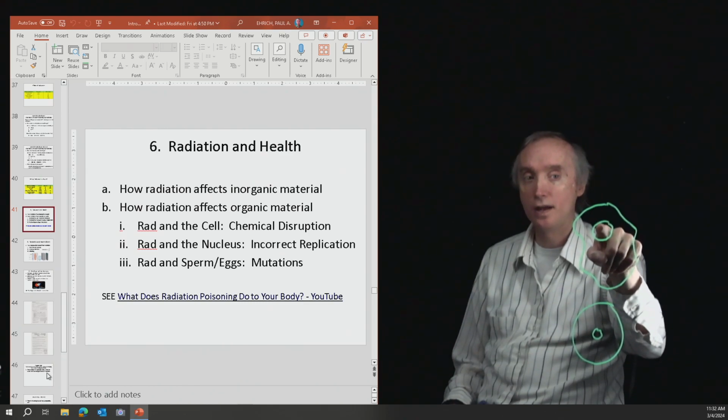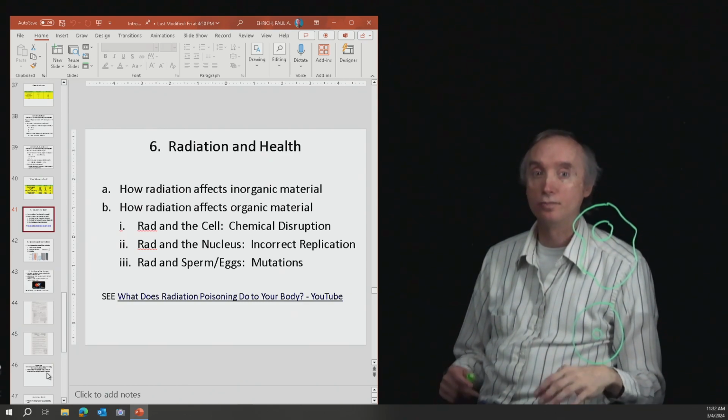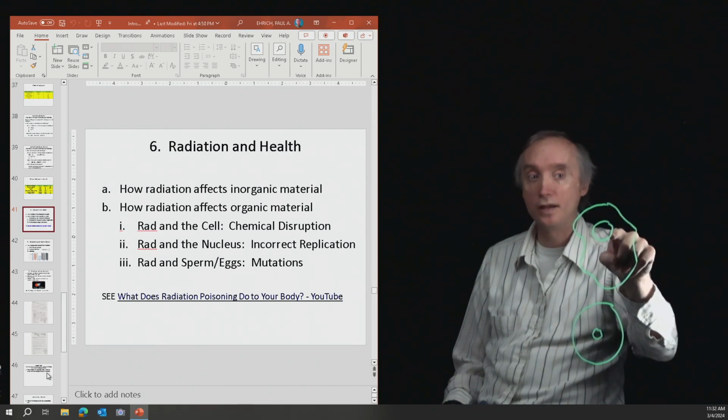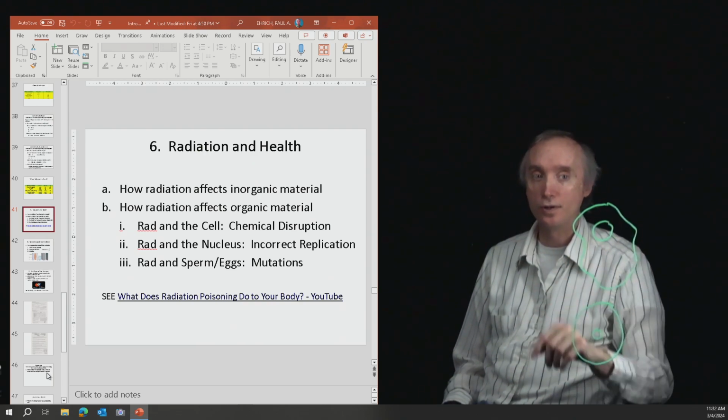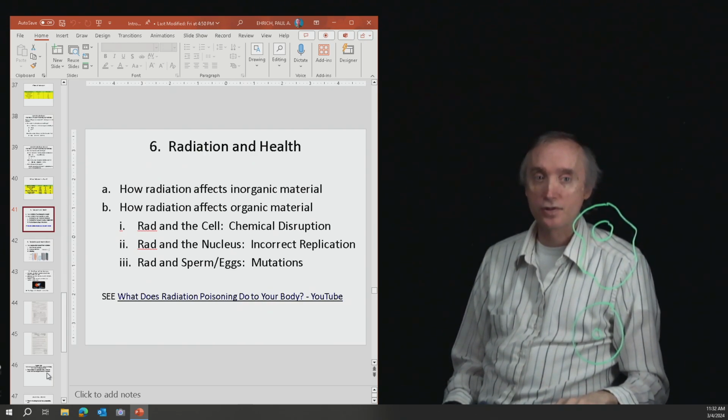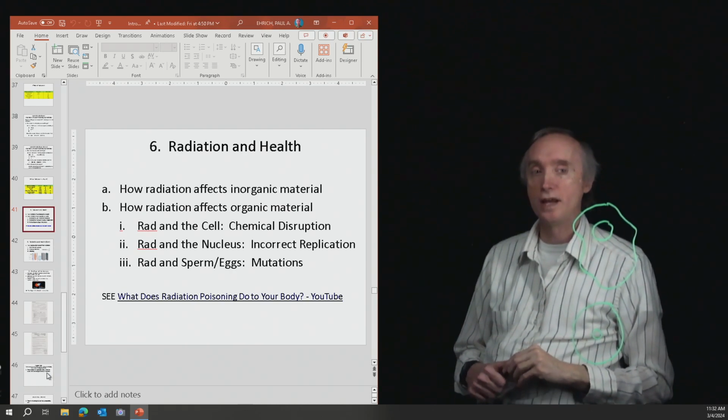So if that DNA gets damaged or mutated, then it's going to incorrectly tell the cell what to do, and then the cell may, as a consequence of that, die. So that is also dangerous.